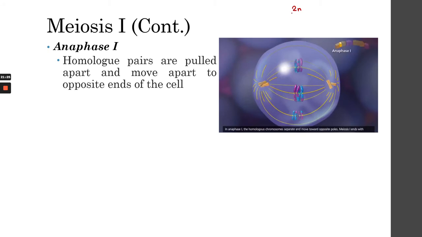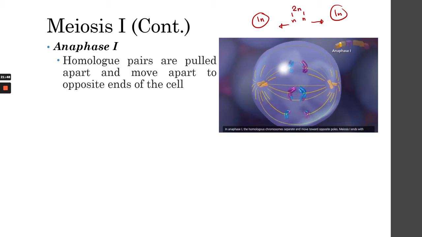And then in that 2n are all paired up. So we have one n on one side and one n on the other side. So when anaphase starts pulling them apart, we are already starting to create 1n cells. So in meiosis 1, we are dividing homologous pairs and we are already dividing that 2n.